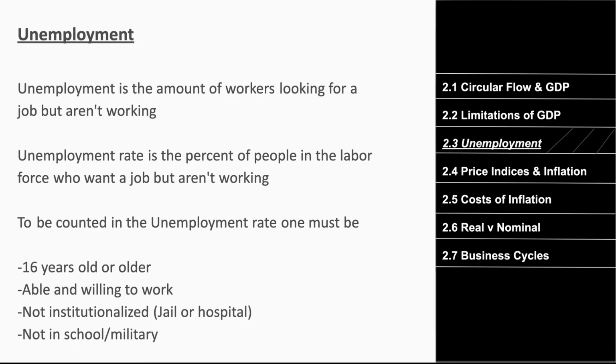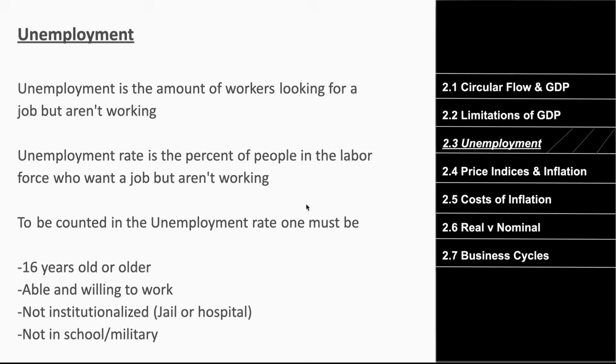Now we're going to go to the second main goal in macroeconomics: controlling unemployment. Unemployment is the amount of workers looking for a job but aren't working. You want to remember this definition. Just like the GDP definition, this comes up a lot in Unit 2. The unemployment rate is the percent of people in the labor force who want a job but aren't working. So you have to be looking for a job, but you don't have a job.